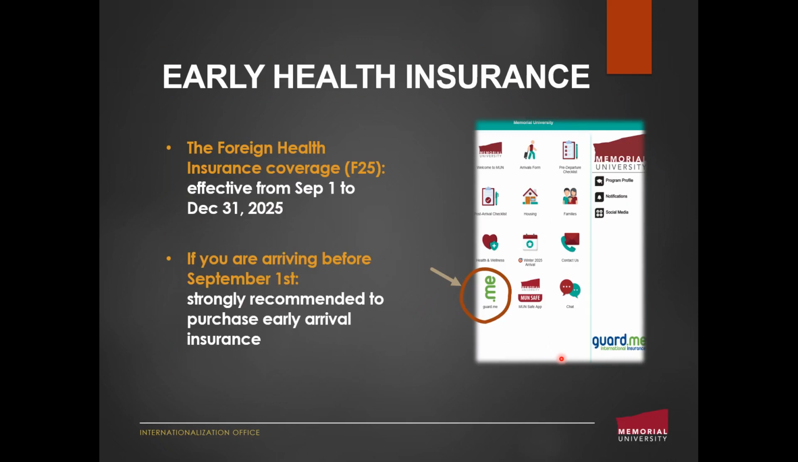There are still some important things I'd like to emphasize in this session. The first one is early health insurance. As you may already know, health insurance is mandatory for all registered international students. When you register for your courses, you are automatically enrolled in the foreign health insurance plan called GuardMe, and the fee will be added to your student account. However, it is important to note that this coverage only runs from September 1st to December 31st.